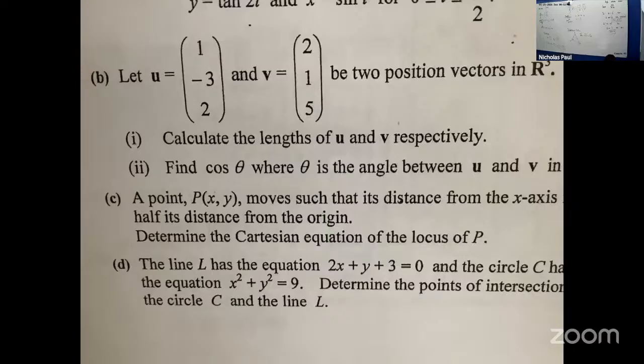Find the length of the line, or rather, I'll give you the formula for the length of a line. The length of the line formula is the square root of x squared plus y squared plus z squared.